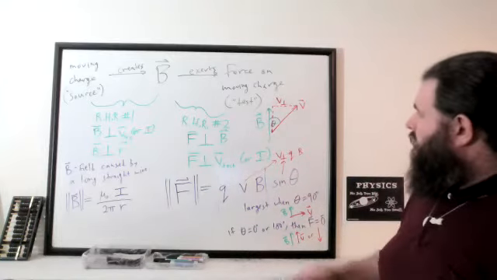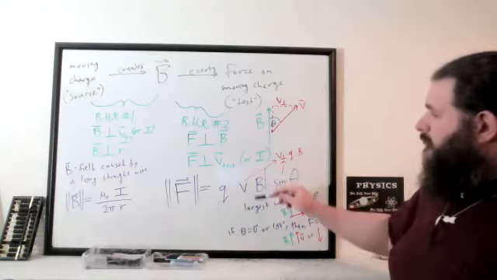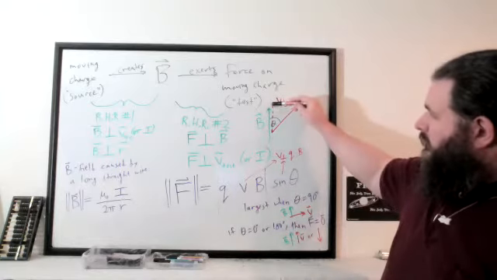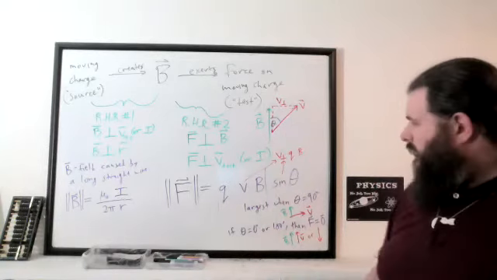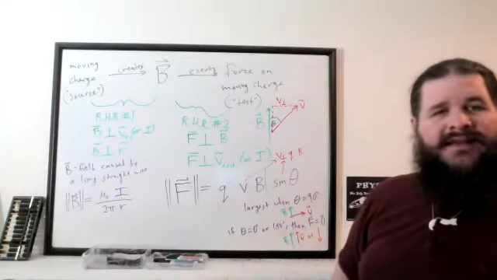Either way, you get some magnetic force. If you multiply the magnetic field times just the perpendicular component of velocity, and then also times the charge, that tells you the magnetic force.